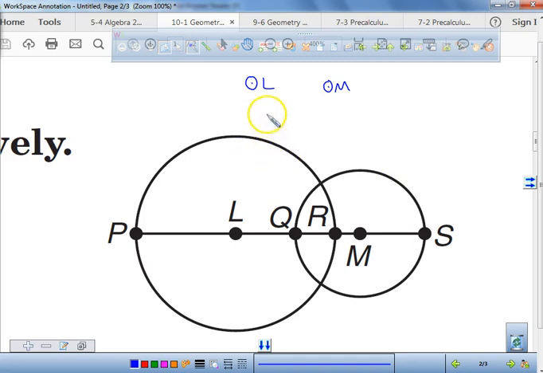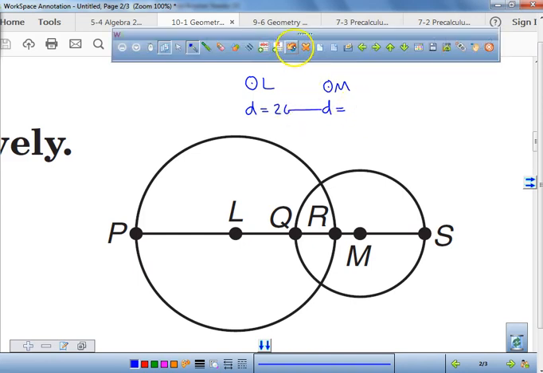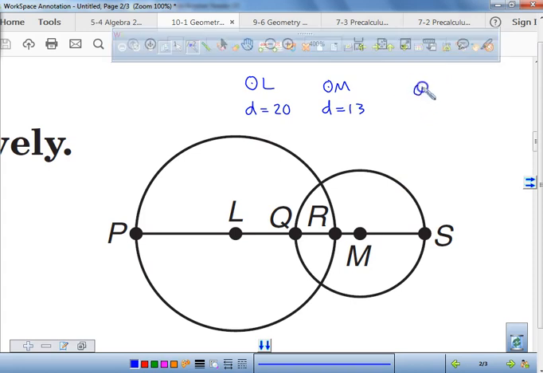The diameter of L and M are 20 and 13 respectively. So the diameters of L and M are 20 and 13, in order. Okay. Good. Anything else? Find each measure, and QR equals 4. Oh, thank goodness. QR is equal to the number 4.